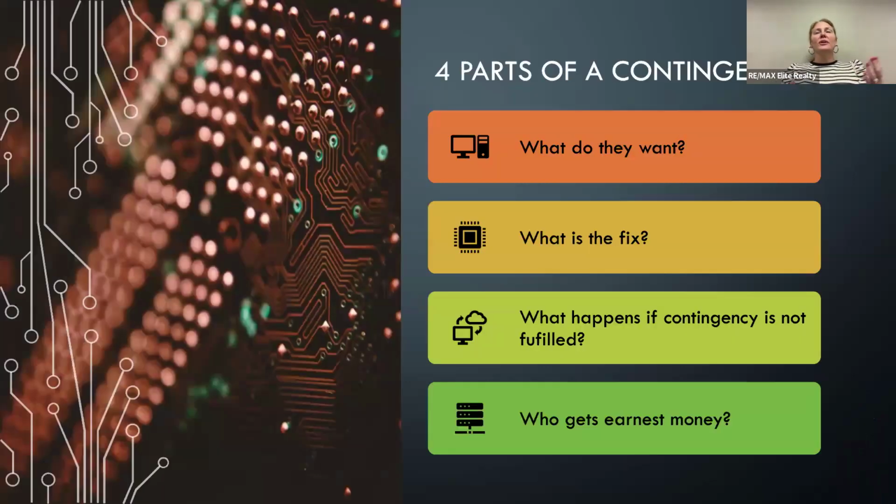Okay, so there are 4 parts of a contingency, and I'm going to have to make you all small here so we can all see it. What do they want? They being the party that is wanting the contingency. What is the fix? What resolves the contingency? What happens if the contingency is not fulfilled? And on the flip side, what happens if the contingency is fulfilled? And then who gets the earnest money? Those are the 4 questions that you need to ask yourself every single time you do a contingency.